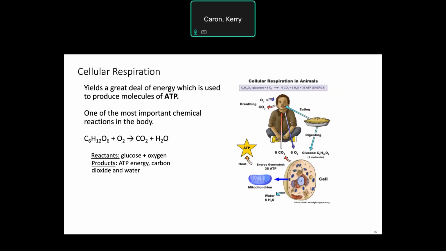So the reactants of this equation, the ingredients per se, are the glucose, C6H12O6, and the oxygen, O2. The product is ATP energy, that's the goal, right? Carbon dioxide and water. And that's a simple understanding of cellular respiration, but this is what we need our cells to do to produce energy and work.